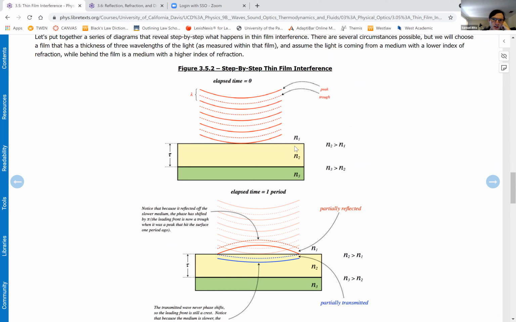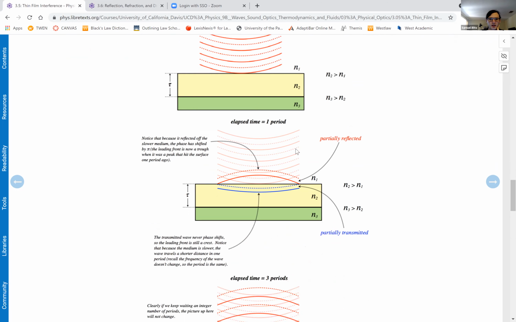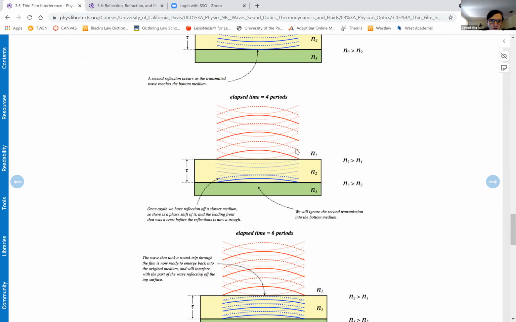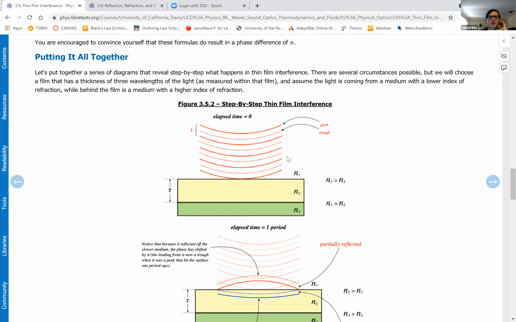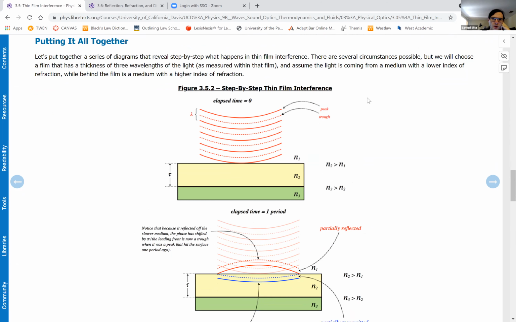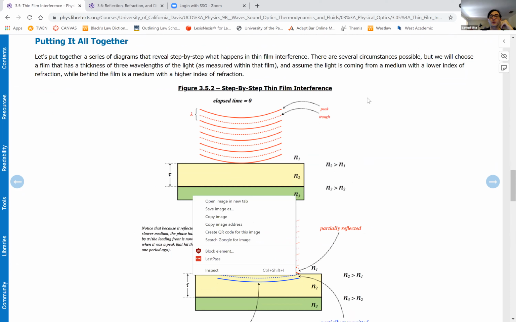The thickness is exactly 2 wavelengths. Let me just double check. Yeah, so look at the distance here. So that's 2 wavelengths, and this thickness also happens to be 2 wavelengths. Oh, why does it say it's 3? Is that actually 3? Okay, well, we're going to assume it's 3.